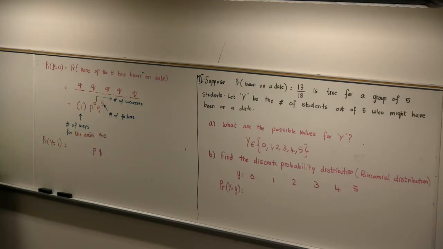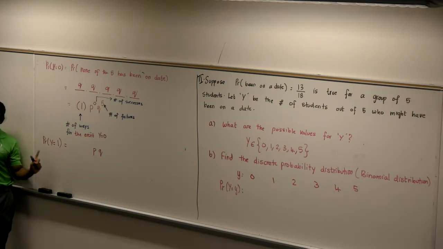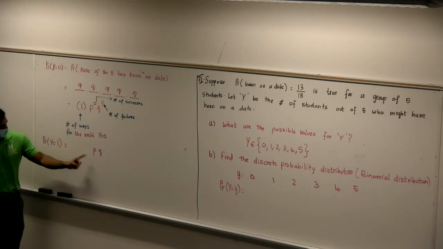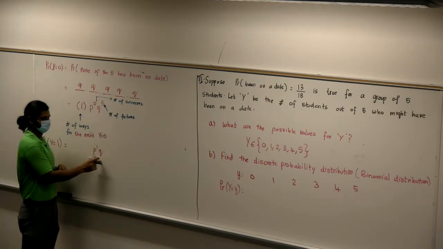Now we want to move on to probability of y equals 1. Y equals 1 would mean 1 out of those 5 ended up or has had a date or would likely get a date and so forth. So how many successes would we have? 1. If we have 1 success, how many failures would we have? 4. So what is the power of Q? 4.